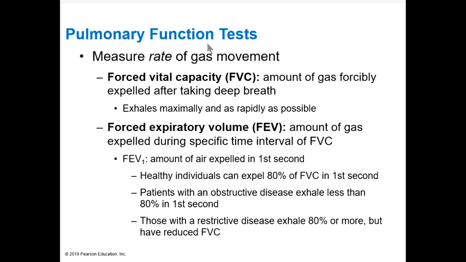So other pulmonary function tests include the rate of gas movement, like forced vital capacity, expelling air after taking a deep breath, exhale maximally and as rapidly as possible. So time is also included in these measurements, which is why we're measuring the rate of gas movement. Forced expiratory volume, amount of gas expelled during a specific time interval. So these rates can also tell us vital pieces of information about the respiratory system.